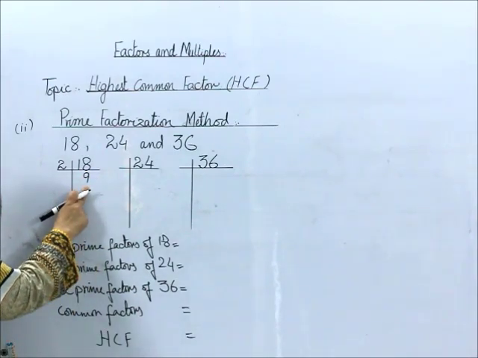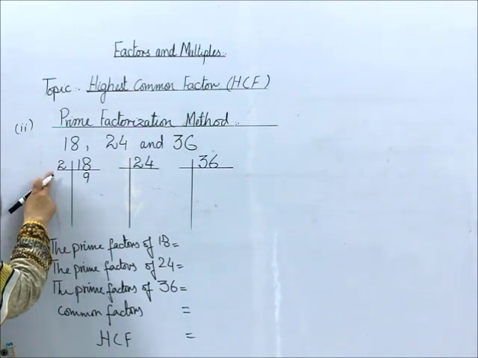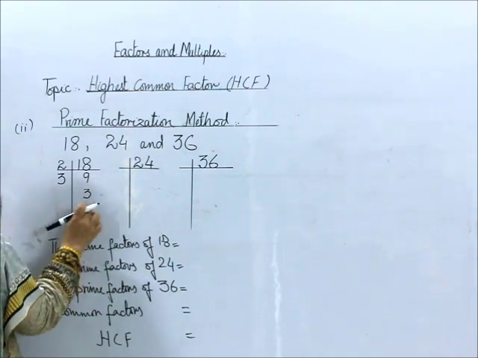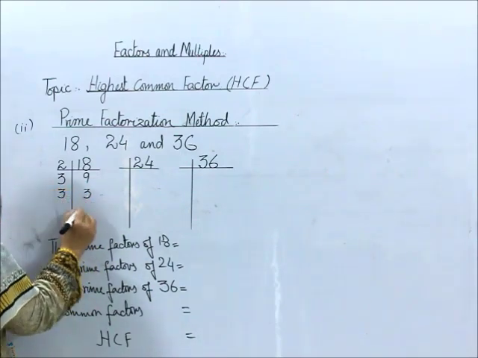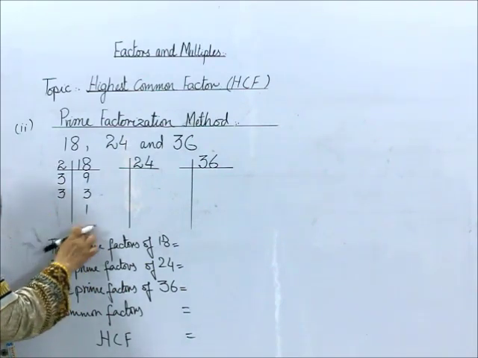Next, 9 is an odd number. It is not divisible by 2. Now let's check the next prime number, that is 3. 3 3s are 9. Again, 3 is also divisible by 3. So 3 1s are 3. So all these are the prime factors of 18.